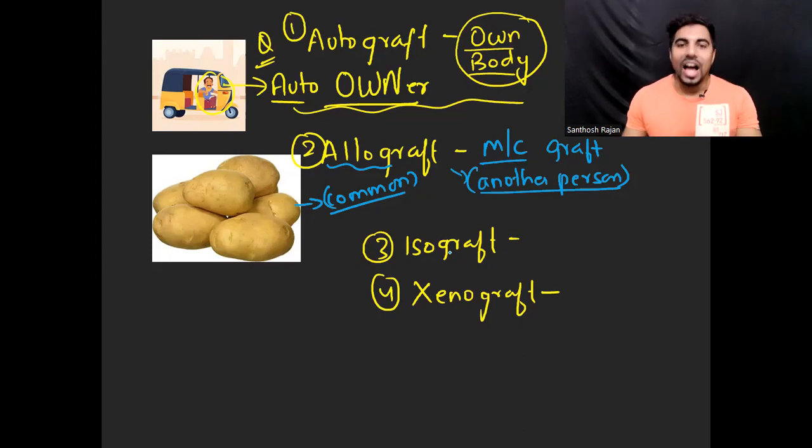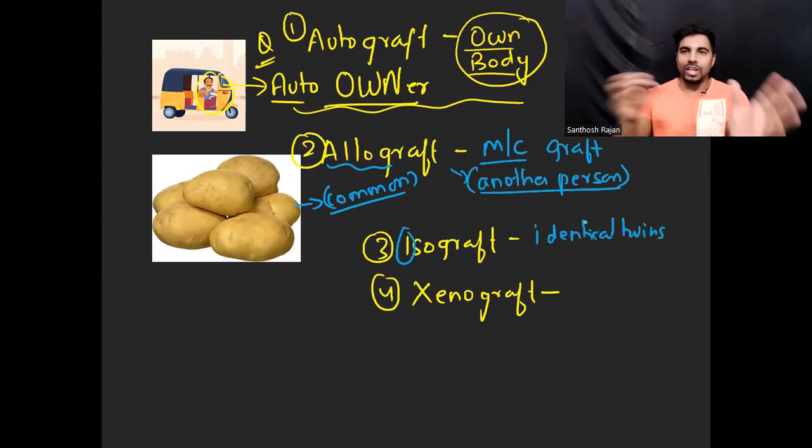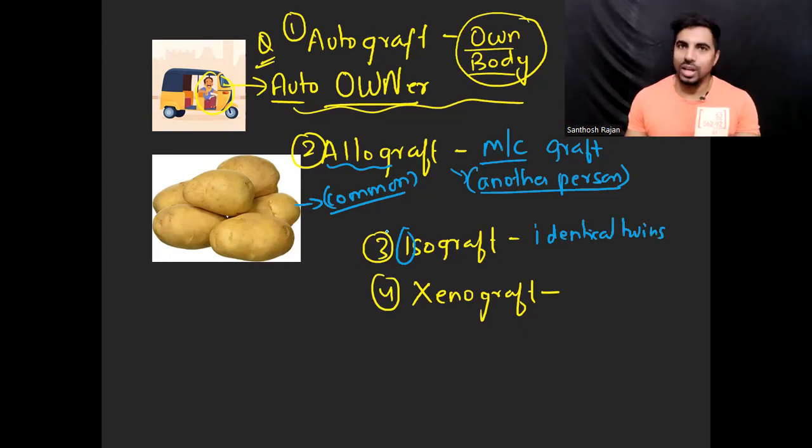Another person. Isograft, there's a clue: I is for identical twins. If twins are identical, and you transplant from one twin to the other, that is isograft. Okay, so that's one.